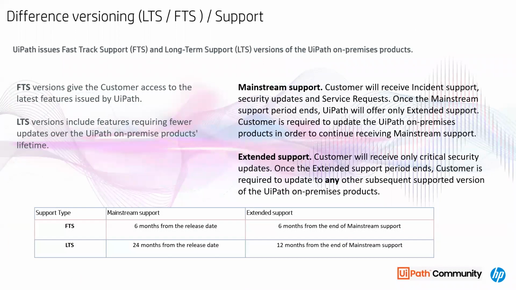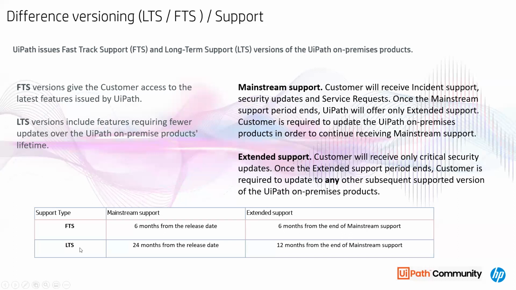The FTS is the first release that happens, which comes with a shorter support window. We will not have a longer duration of support. In the FTS cycle, mainstream support is 6 months from the release date. Extended support is 6 months after the mainstream ends. So in total you get only 12 months of support.